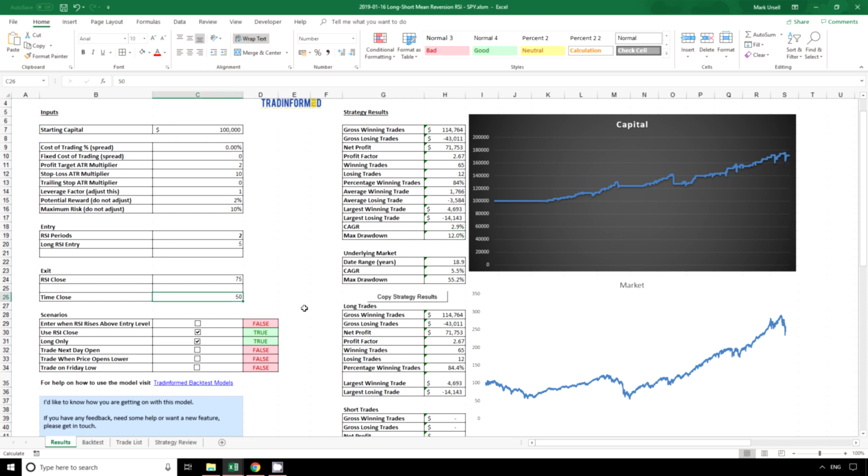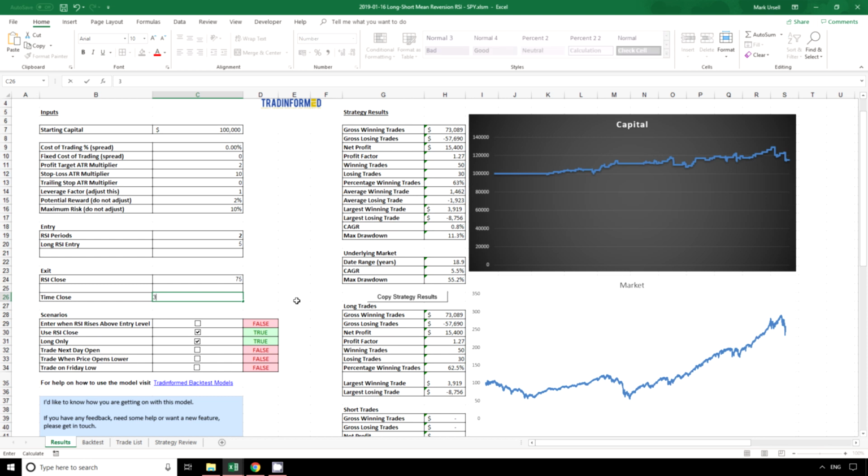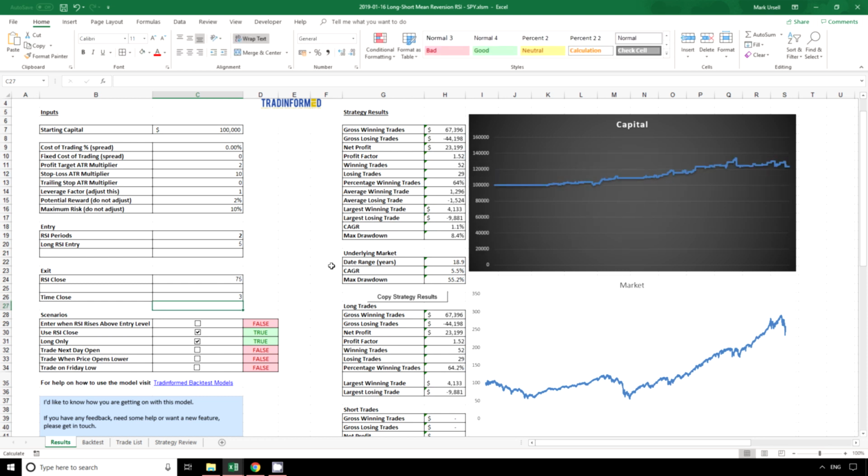So there are a number of things that we can do to change this strategy. One of these is to change our number of days that the trade is open. So you may not want to be exposed to the market for long periods of time, so you can reduce the amount of time the trade is open for. So if I'm going to set it here to just 3 days, you can see we've got a quite different strategy. Again, we've got a lower profitability, but we've maintained a good low level of drawdown.